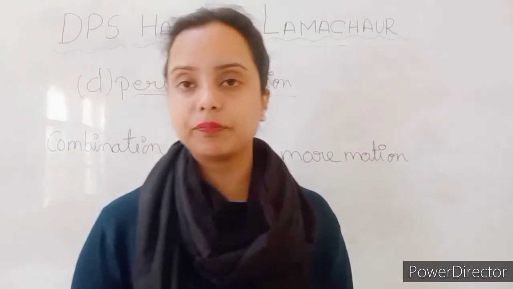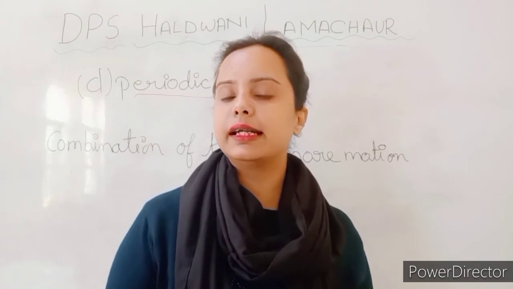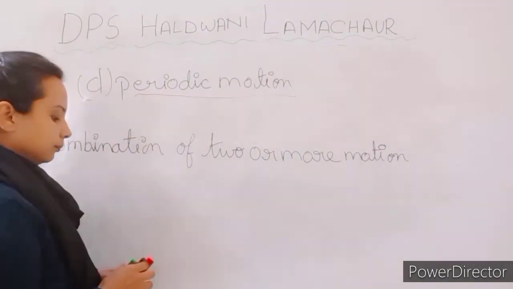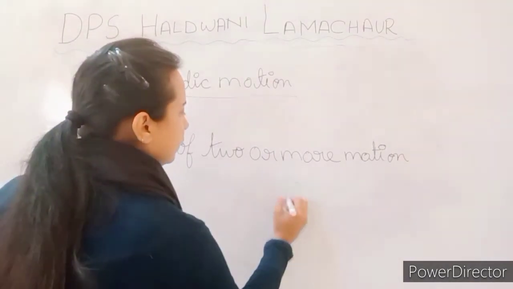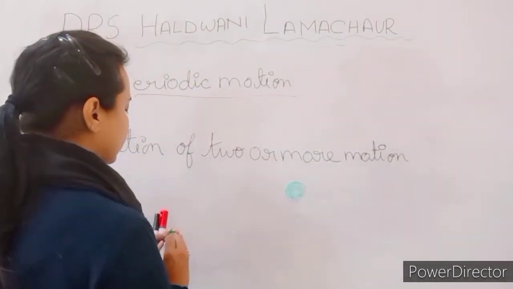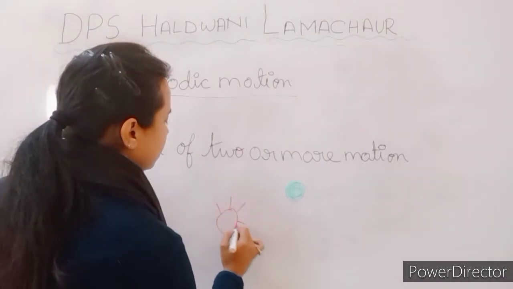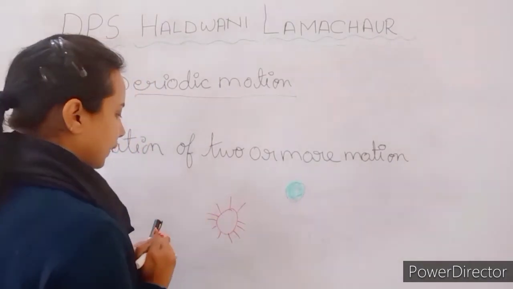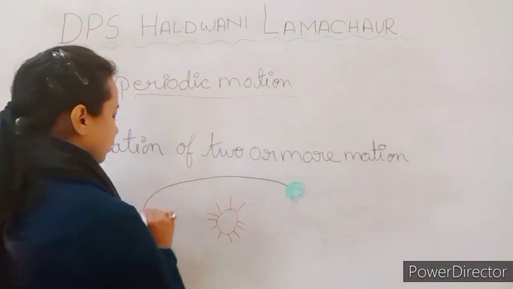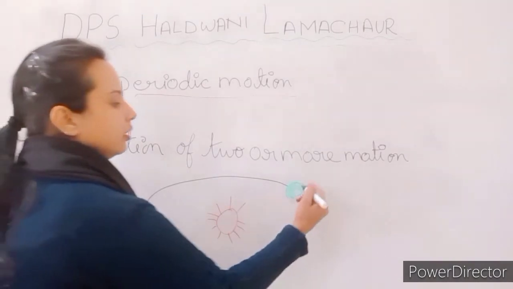Now the last one is a combination of two or more motions. It means any object that shows two motions at a time, or more than two motions. The example is, here we'll take the earth, and here in the middle we are showing the sun. Around the sun, what does the earth do? It revolves around the sun.